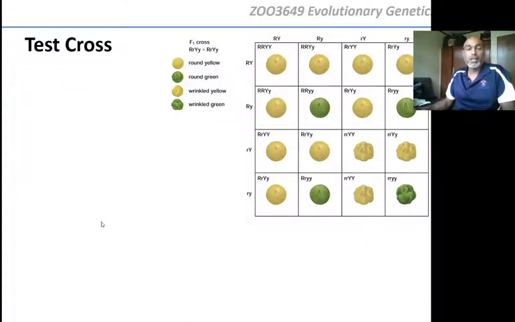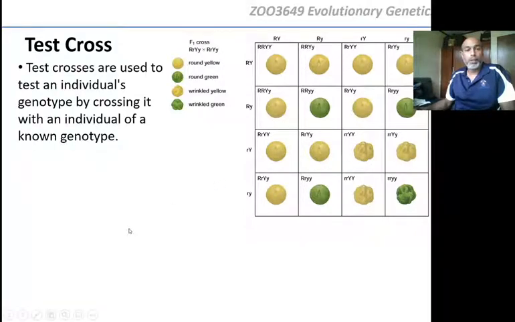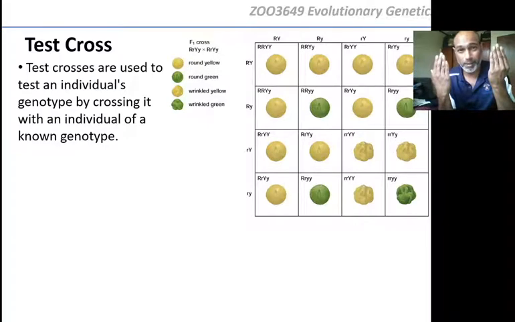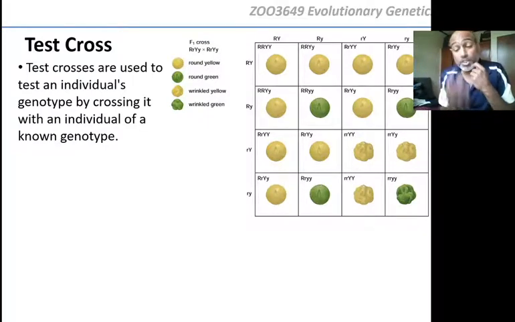Now it comes to test crosses, and you know already what a test cross is. A test cross is when you don't know the genotype of something, but you want to find out. So if you don't know the genotype of a particular individual, you mate it with the individual that you do know. Then you see what the offspring phenotype is, and from the offspring phenotype, you can figure out what the genotype was of the parent that you didn't know. Okay? And that is what you call a test cross.